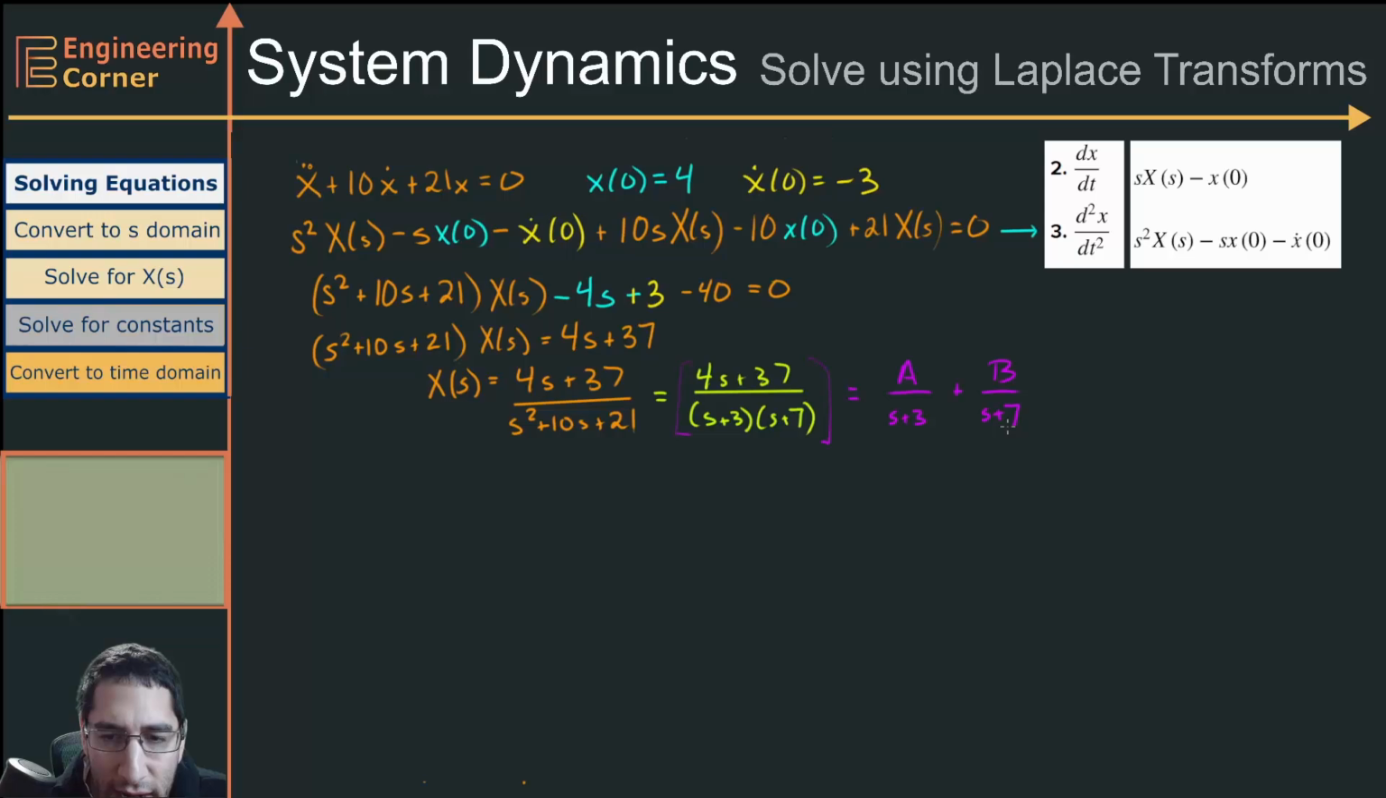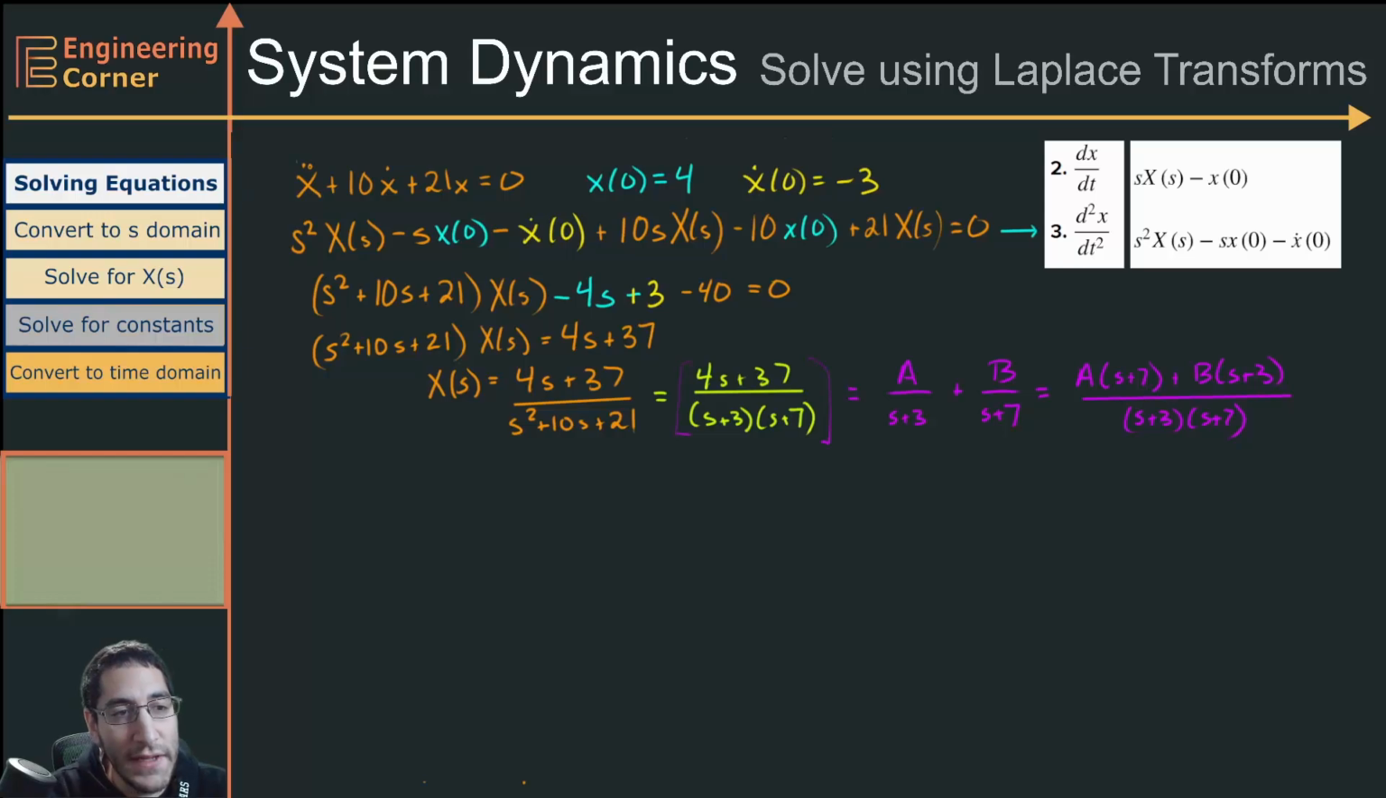The goal right now is to get my denominators to be all the same for all of these parts of the equation, and then I can equate my numerators. So to do that, this is going to be a over a times s plus 7 plus b times s plus 3, divided by s plus 3 times s plus 7.